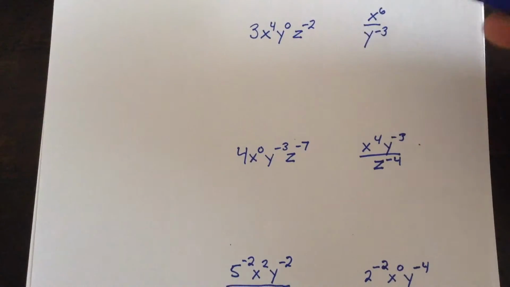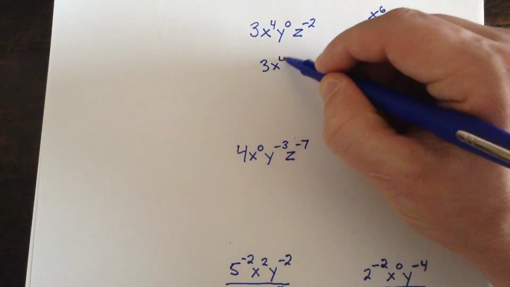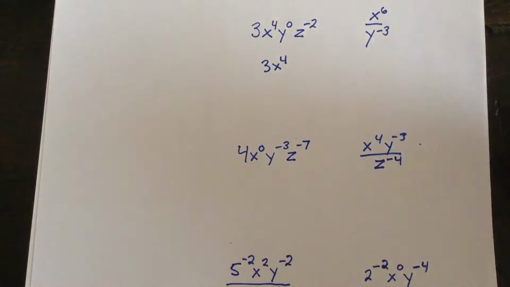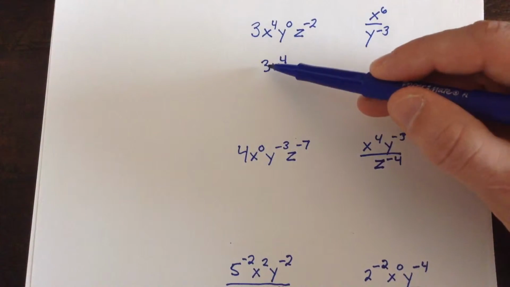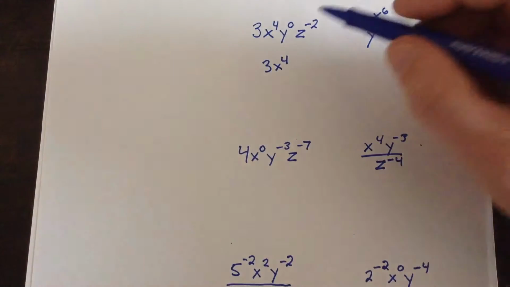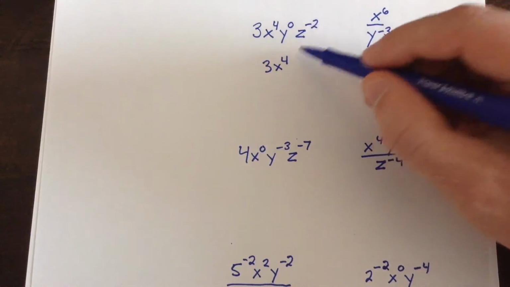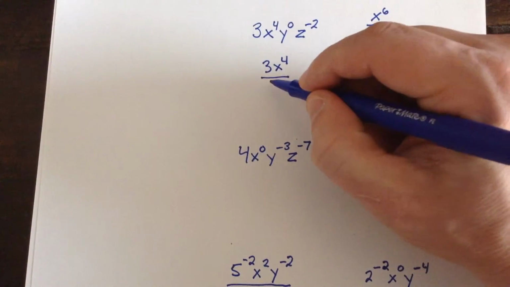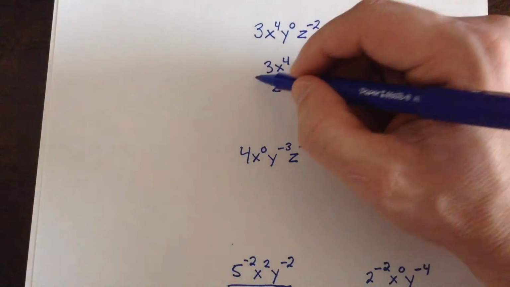Alright, 3x to the 4th, nothing changes, so I'm just going to go 3x to the 4th. Alright, now, y to the 0 is 1, so I could put times 1, but that's not going to change anything, so I can just pretty much get rid of that. Alright, now, z to the negative 2 is in the numerator, so I'm going to have to flip it down to the denominator, so I'm going to put it over z squared. Alright, then I'm all done.